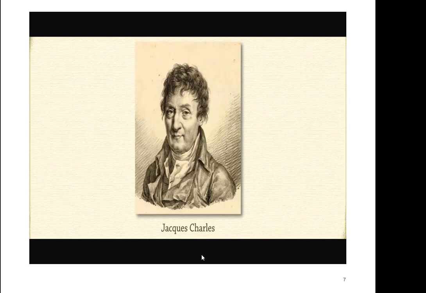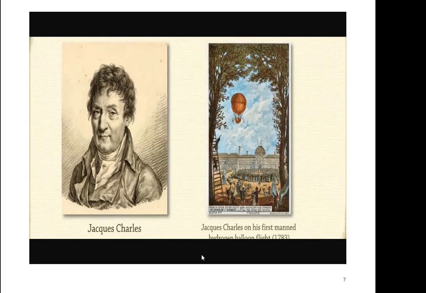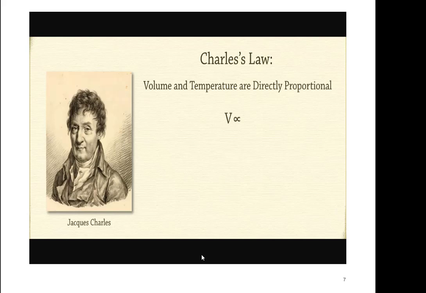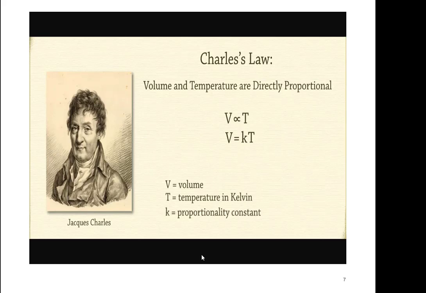Jacques Charles is credited with this law. Jacques Charles presented his law known as the Charles law, in which he determined the relationship between volume and temperature. According to the Charles law, the volume and temperature are directly proportional. V is directly proportional to T and V is equal to kT, where V is the volume, T is temperature in Kelvin, and k is proportionality constant.